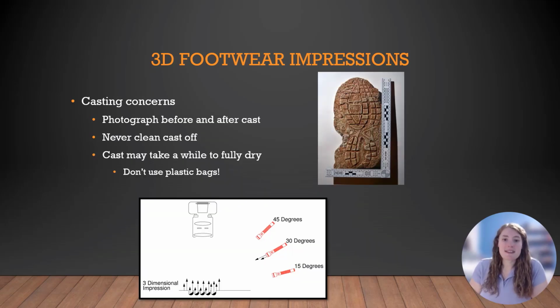There are several things investigators must keep in mind when collecting three-dimensional footwear impression evidence. First, it's essential to photograph the impression before and after casting. Before applying the casting material, initial photographs should be taken using oblique lighting to highlight the depth and the detail in the impression. Once the cast is complete and fully dried, another photograph should be taken to document the final result. This ensures that investigators have a visual record just in case the cast is later damaged or it degrades. Another critical step is to avoid cleaning off the cast after it's removed from the scene.